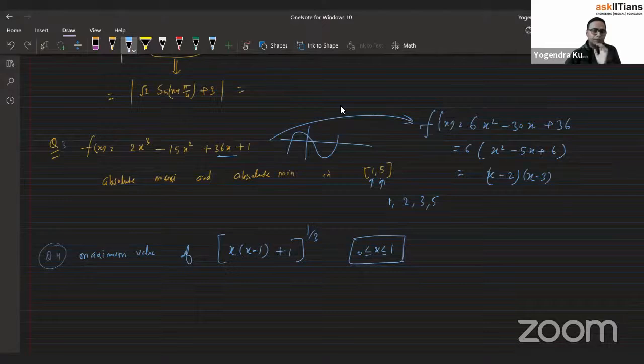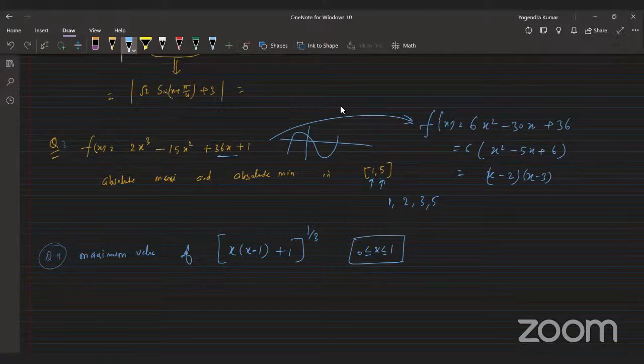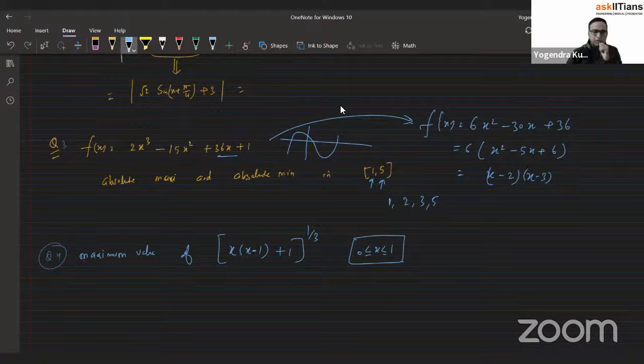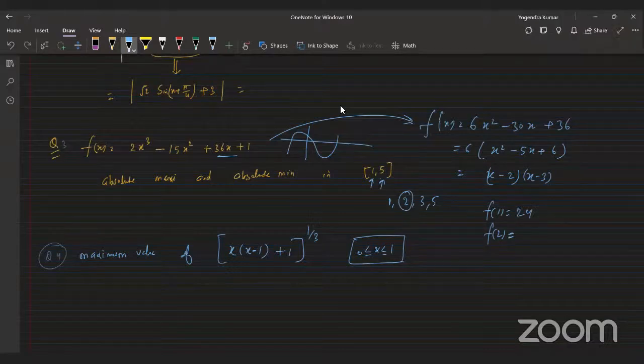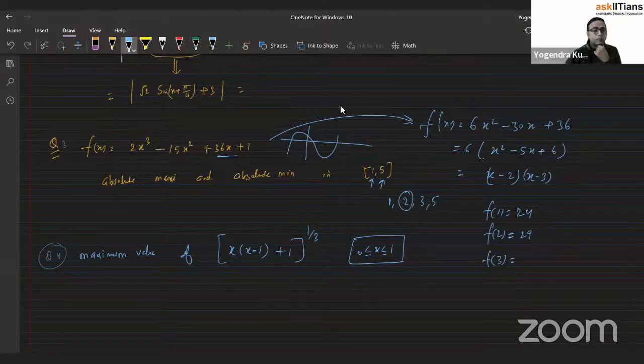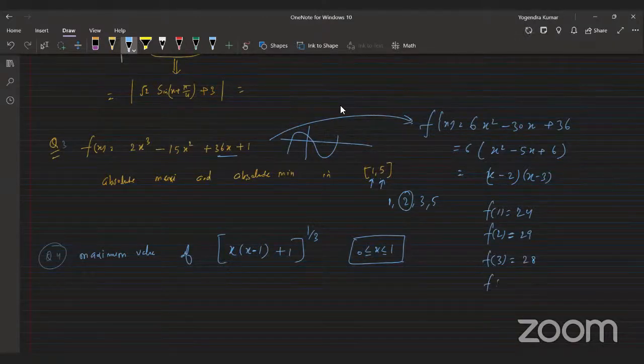Tell me, everyone. So at 1, what we are getting? 24, is it? Yeah, 24 it is coming. Vedant, that's what you're saying? Yes, sir. F of 1 is 24. Then we need to check at 2 also. F of 2 is what? Mrithini, you wrote 28, so I think that is a plus-minus mistake. F of 2 is 29. F of 3 is 28. F of 5 is 56.